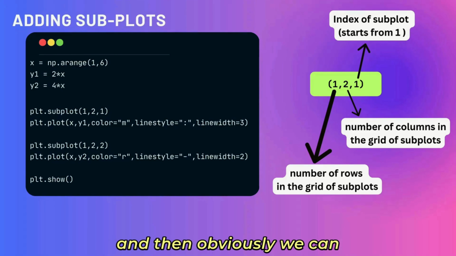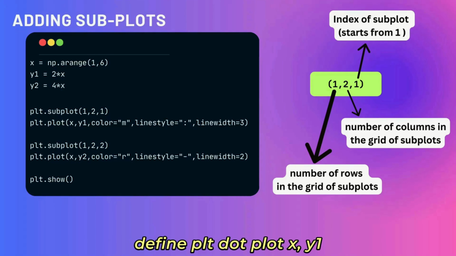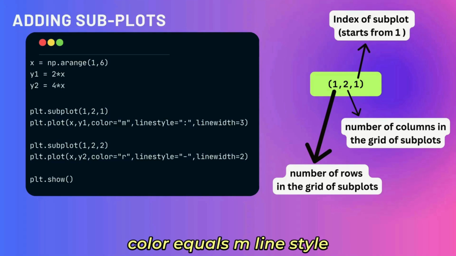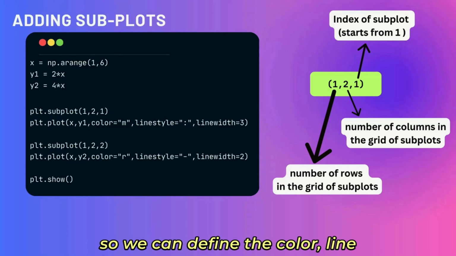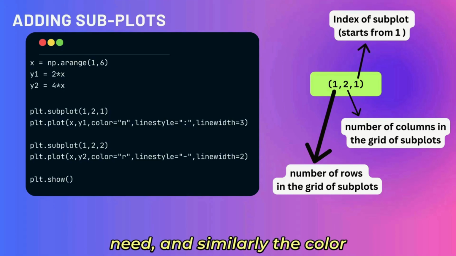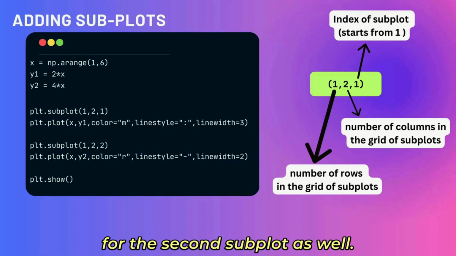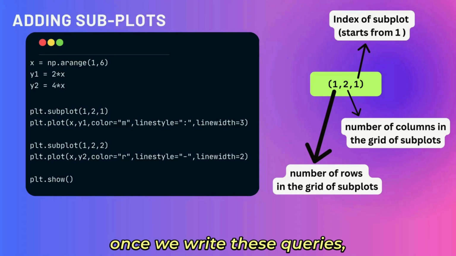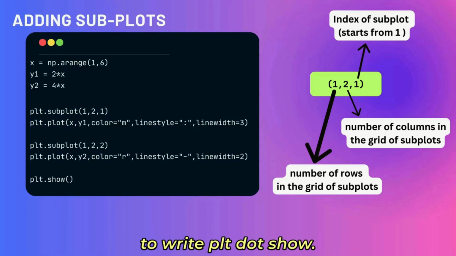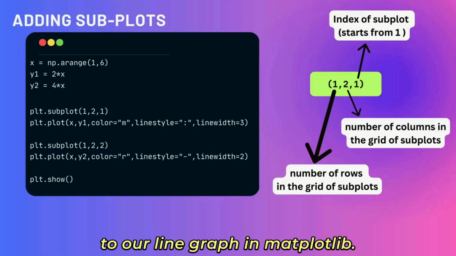And then obviously we can define plt.plot x, y1, color equals m, line style equal to dotted, and line width equal to 3, right? So we can define the color, line style and line width as per our need. And similarly, the color, line style and line width for the second subplot as well. Once we write these queries, finally we have to write plt.show. So this way we will be able to add the subplots to our line graph in Matplotlib.